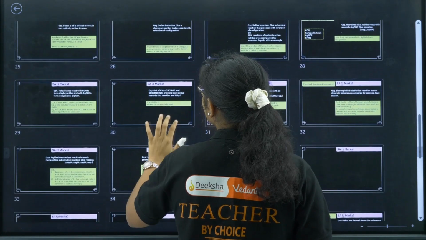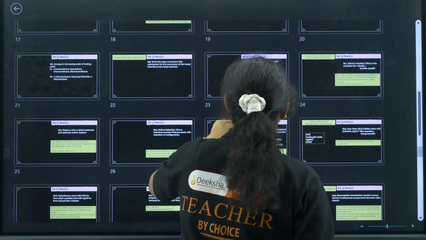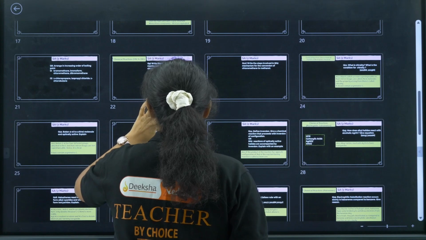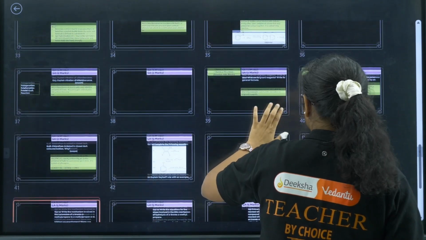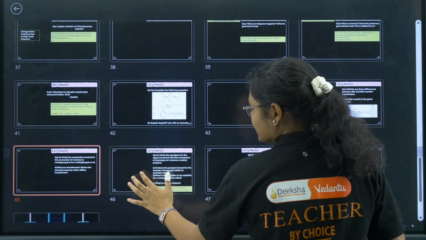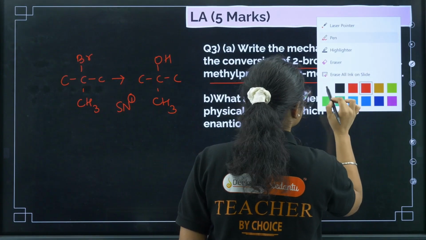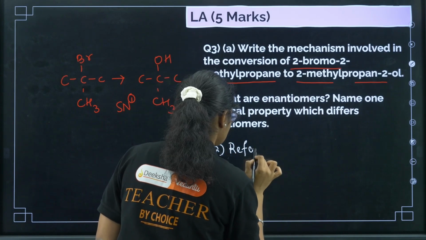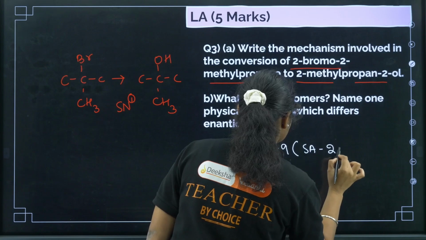Just a minute. We have discussed it in question number 9. Okay, so you can see question number 9 here. That will be the answer for that particular question. So you can refer to this one. The first one, A, refer to question number 9 of SA, 2 marks.